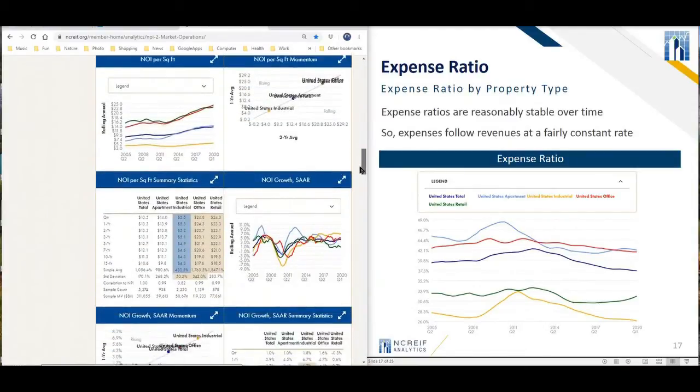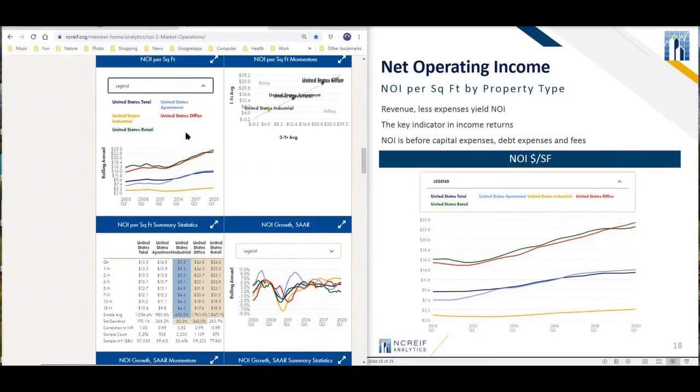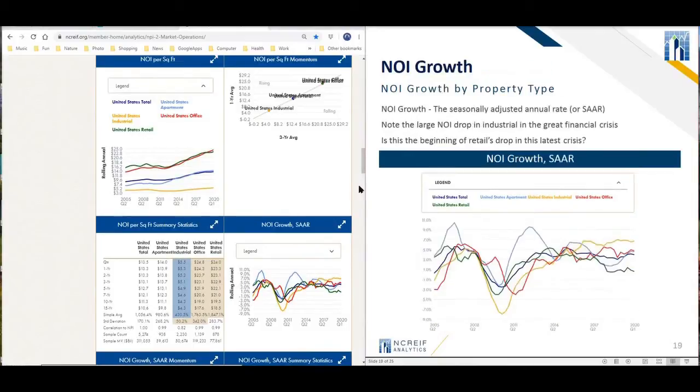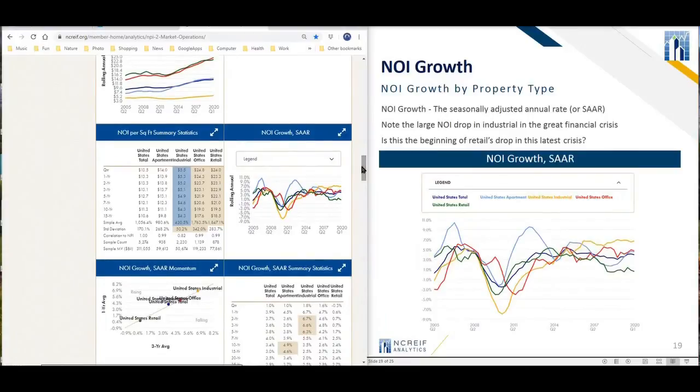Revenue less expenses yield the key indicator in income returns, net operating income, or NOI. That's before capital expenses, debt expenses, and fees. More on those later. We can see from the seasonally adjusted annual NOI growth rate the trends affecting the real estate markets. Here you can see the large NOI drop in industrial in the great financial crisis, its slow recovery, and its latest strength.